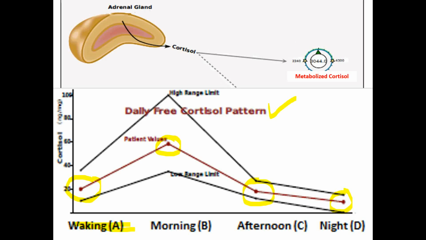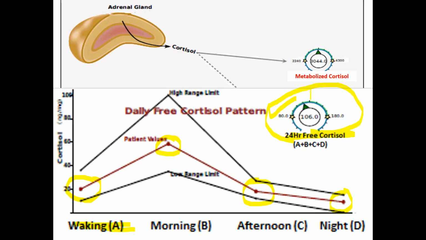The free cortisol is fairly normal, but you'll want to assess not just the overall levels, but that actual up and down pattern as it compares to the normal pattern. Then we're going to add the 4 up, which gives you a good idea of the daily total of free cortisol, and again, in this particular case, fairly normal results.